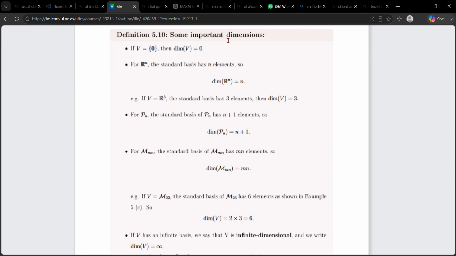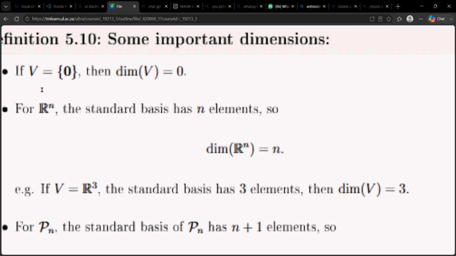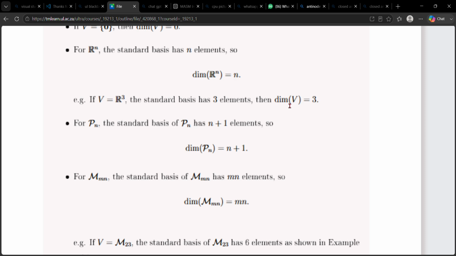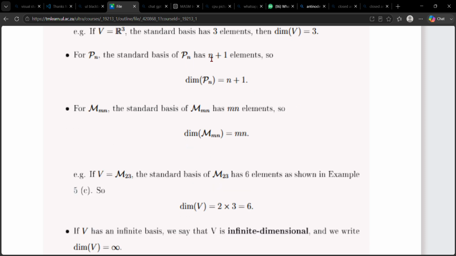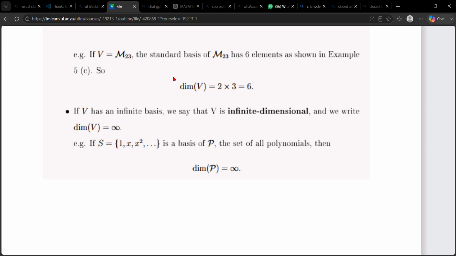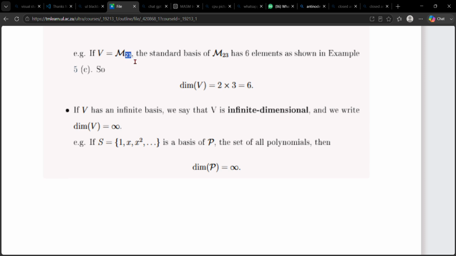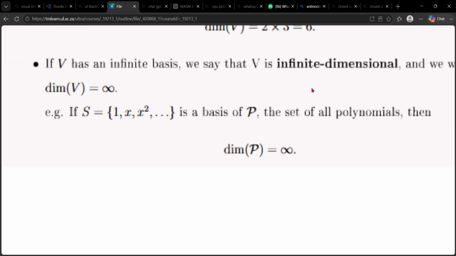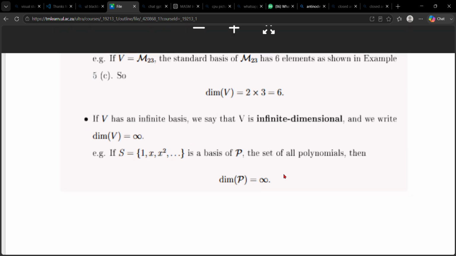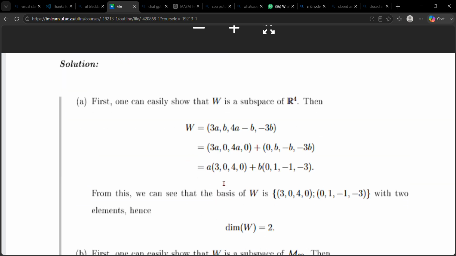Then some important dimensions. If V is equal to 0, then the dimension of V is 0. For Rn, the dimension of Rn will just be n. For R3, dimension will be 3. If this has n plus 1 elements, the dimension of the standard basis Pn will be n plus 1. Then this one will be Mn. For this M matrix 2 by 3, the dimension will be 6. For continuous functions as a vector space, the dimension will be infinite.